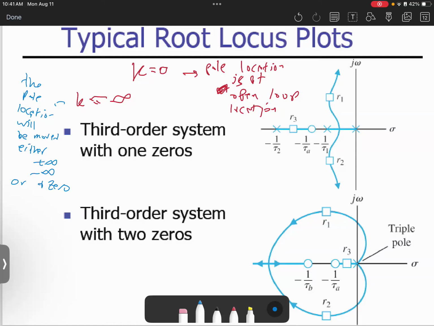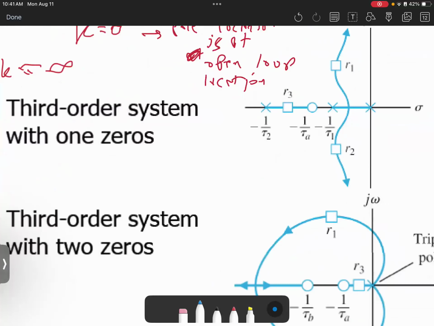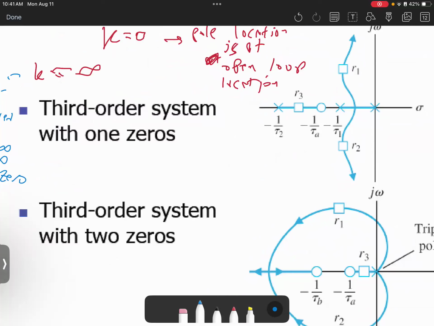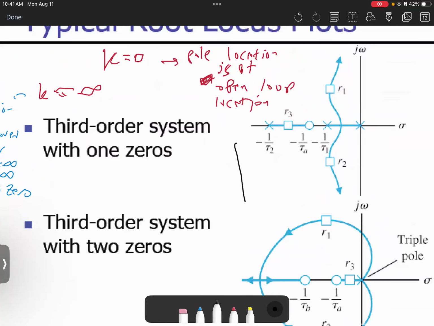So if we have multiple poles and multiple zeros, maybe 1 zero or 2 zeros, one of the poles will go toward the zeros, and the rest will go toward plus or minus infinity, depending on what we have. Assume we have a third order system with 1 zero. Let me do the plots. And remember, let's do the pole-zero mapping first.